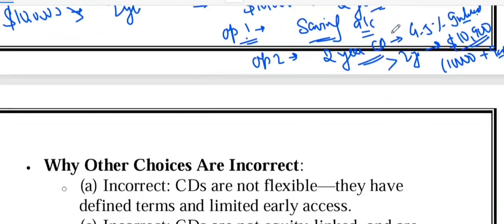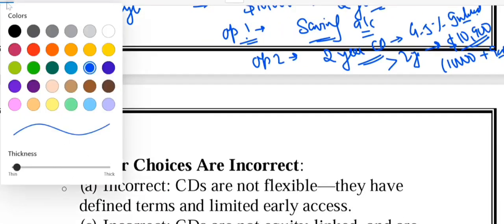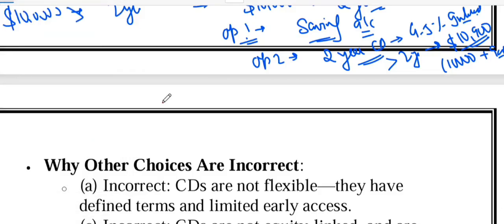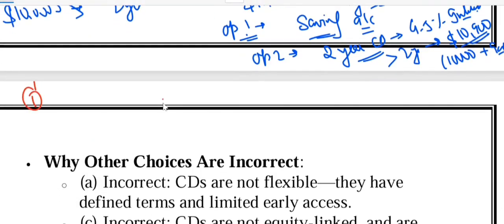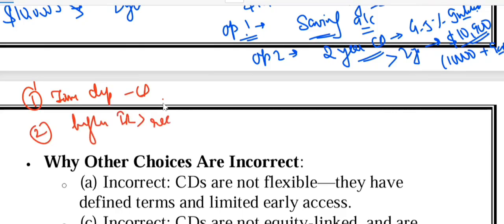So let's recapitulate what we have covered in this particular question. These points are regarding the CD, certificate of deposit. The first point is that CDs are like time deposits. Then we talked about higher interest than regular savings. They offer you a higher interest rate as compared to regular savings. But there are penalties for early withdrawal.